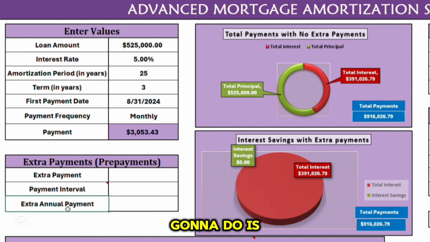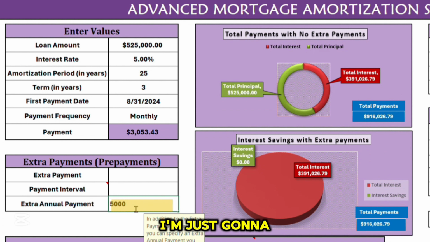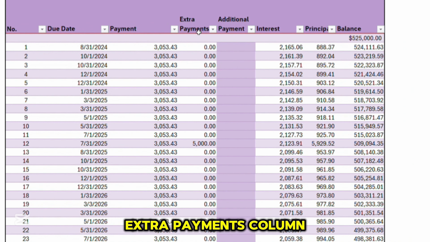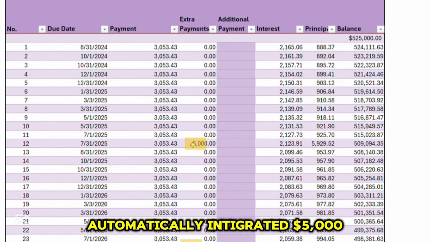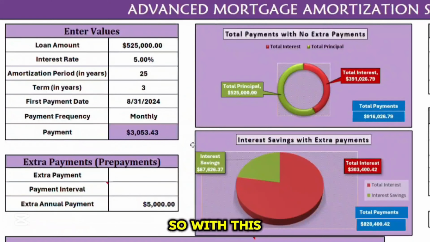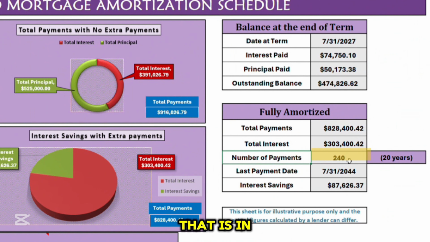So what I'm going to do is, under extra annual payment, because he has decided to pay each year a fixed amount, that is $5,000, I'm just going to put this amount. As soon as I put this amount, just see here under the extra payments column, this table has automatically integrated $5,000 at the end of every 12th payment. So with this annual payment, the total interest savings would be $87,626. And this mortgage can be paid 5 years early, that is in 20 years.